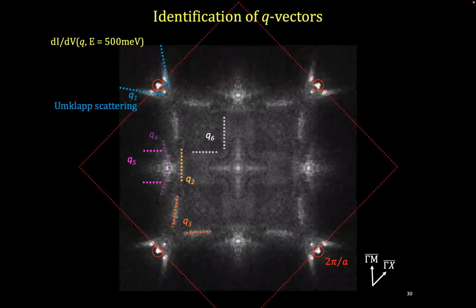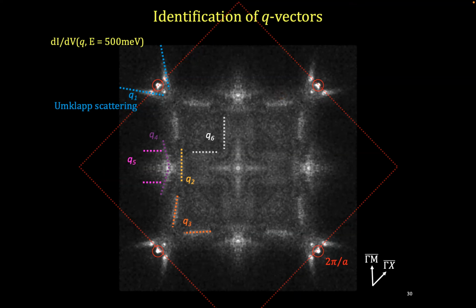So let me stop at one particular energy, for example. There are features around here. So these particular four peaks, I circle here. This is the tellurium atomic lattice, so we call it the Bragg peaks in Q space. But they are at the same time several so-called Q vectors that we can extract.